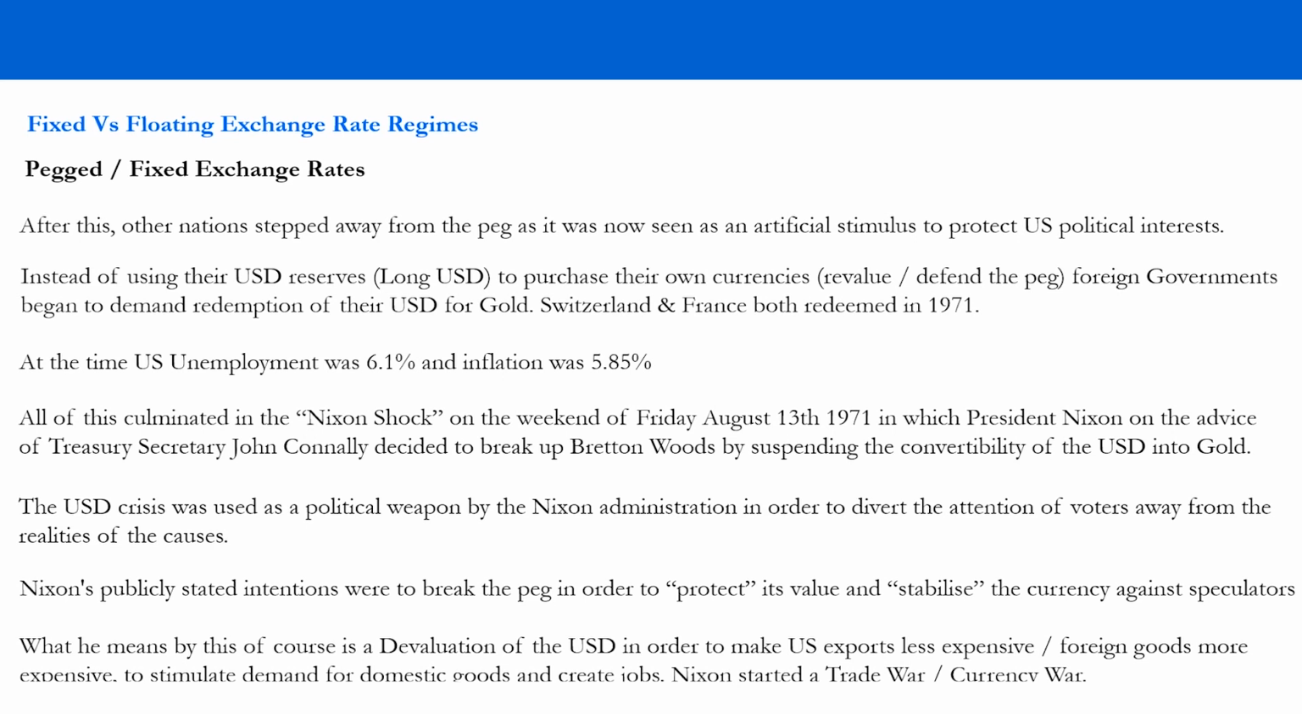So Nixon's publicly stated intentions were to break the peg in order to protect its value and to stabilize the currency against speculators. And this was all just political speak because it's counterintuitive. How do you protect the value of your currency if you're allowing it to go down? It doesn't make any sense.